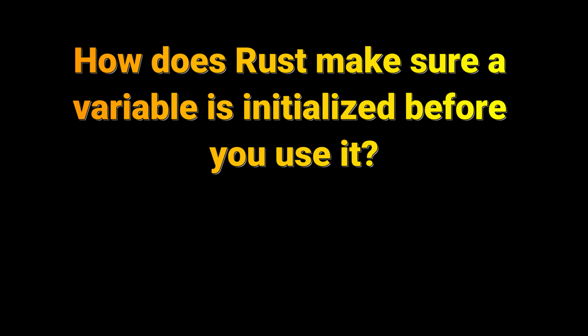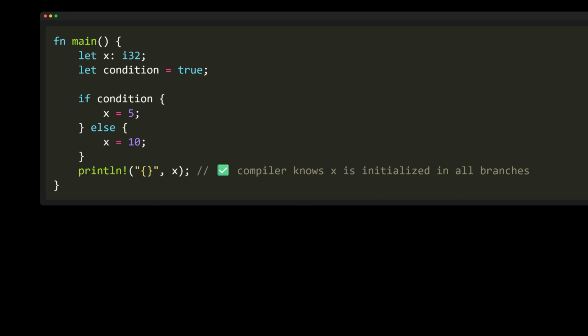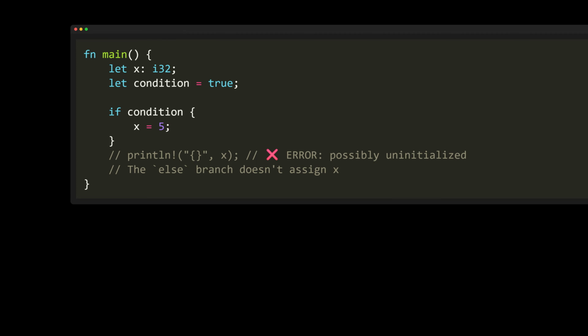Question: how does Rust make sure a variable is set before you use it? Answer: Rust checks all possible paths in your code to make sure a variable is set before you use it. If you have an if statement, Rust looks at both the if part and the else part. If you set the variable in both parts, it is safe and you can use it. But if you forget to set it in one part, like leaving out the else part, Rust will stop you and show an error. This prevents bugs where you might try to use something that has no value.